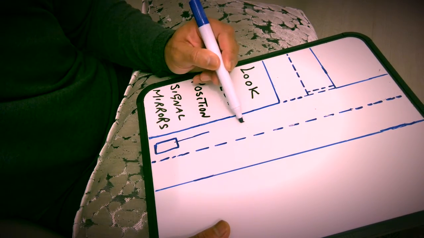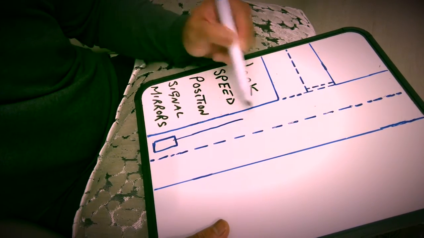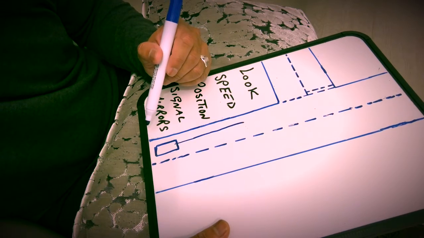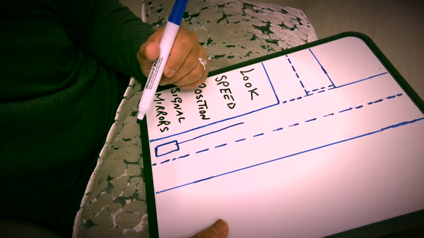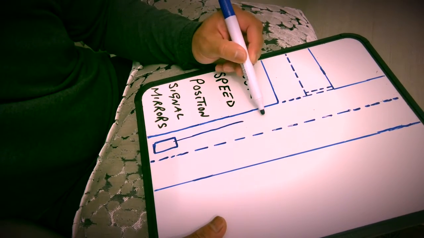Your speed is going to be around 2 cars away from the junction. 2 cars away, your speed should be around 10 miles per hour. Gear should be second. Clutch should be up. Finally, you're going to look if it's safe to go in.